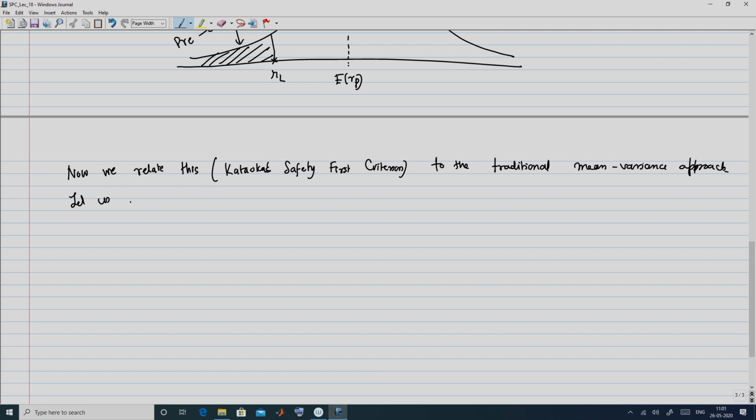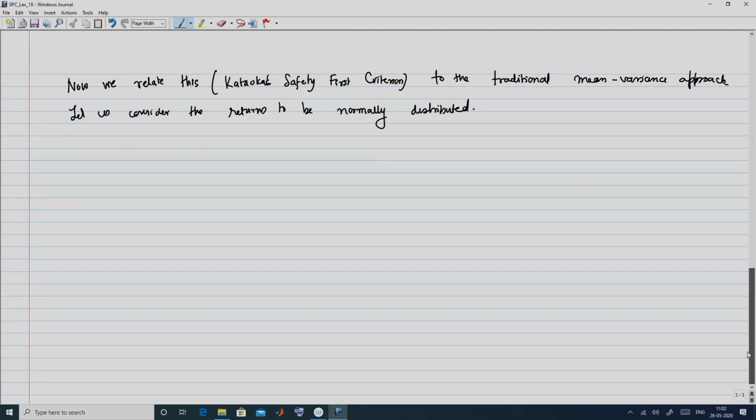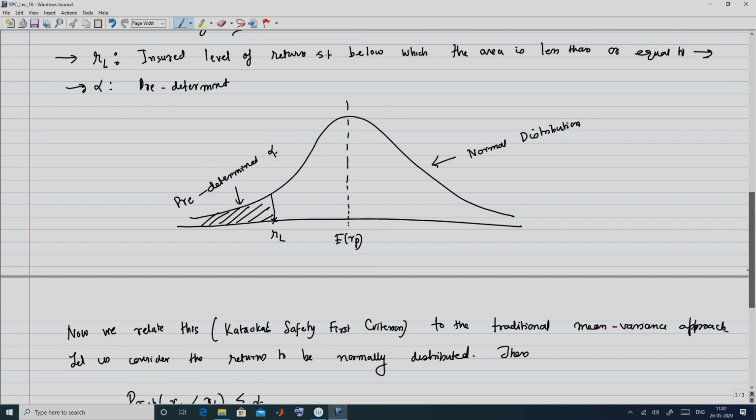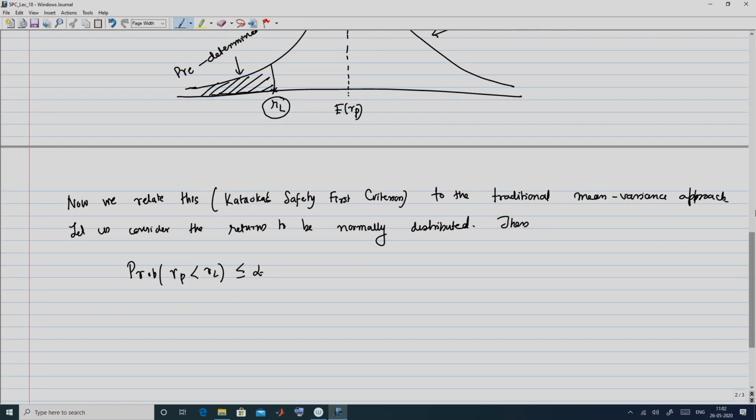so accordingly let us consider the returns to be normally distributed. So we have already considered this in this figure, that they are normally distributed. So then what happens? Accordingly we can observe that, so we are interested in the probability of the return of the portfolio being less than the insured level. We want this probability to be less than or equal to alpha. So coming back to this normal distribution, so this means that the insured level RL is that level such that beyond to the left of it, the area under the curve is going to be less than or equal to alpha. Okay. So now coming back to this probability of Rp less than RL being less than or equal to alpha. What does this mean?